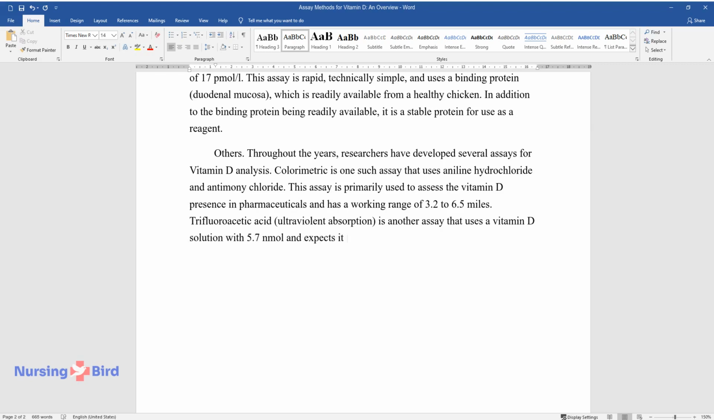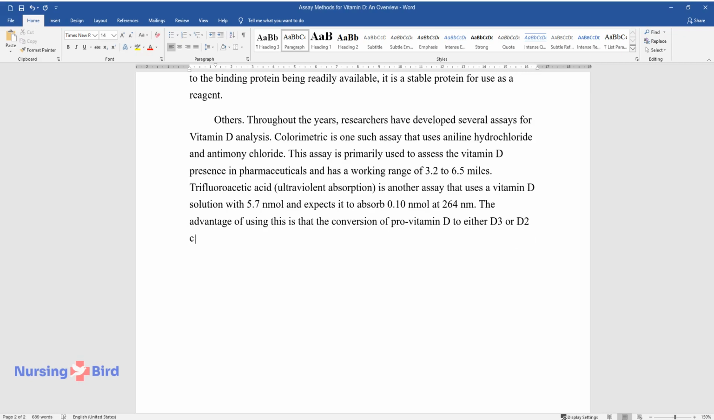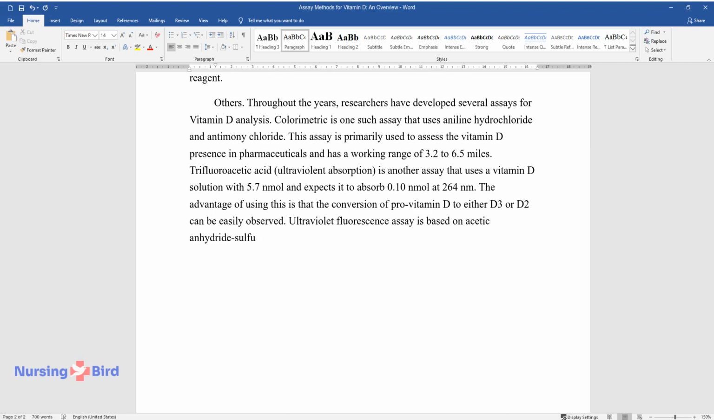expects it to absorb 0.10 nanomoles at 264 nanometers. The advantage of using this is that the conversion of provitamin D to either D3 or D2 can be easily observed. Ultraviolet fluorescence assay is based on acetic anhydride sulfuric acid properties, which act by inducing fluorescence to the vitamin.